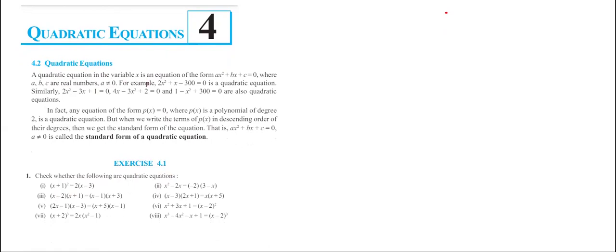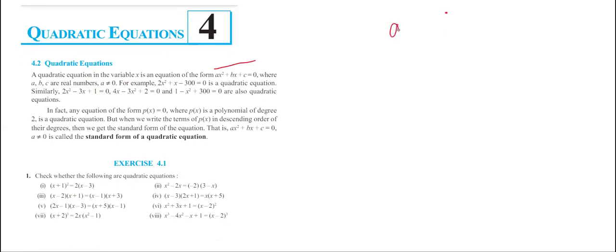A quadratic equation in a variable x is an equation of the form ax squared plus bx plus c equals 0, where a, b, c are real numbers and a is not equal to 0. For example, 2x squared plus x minus 300 equals 0 is a quadratic equation. So the first thing they have given us is the standard form of the quadratic equation.